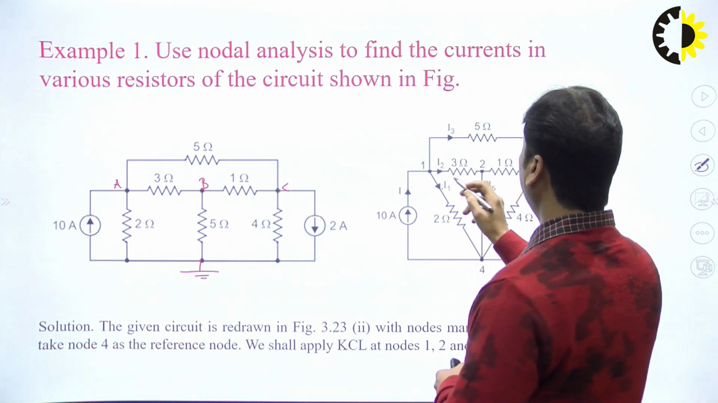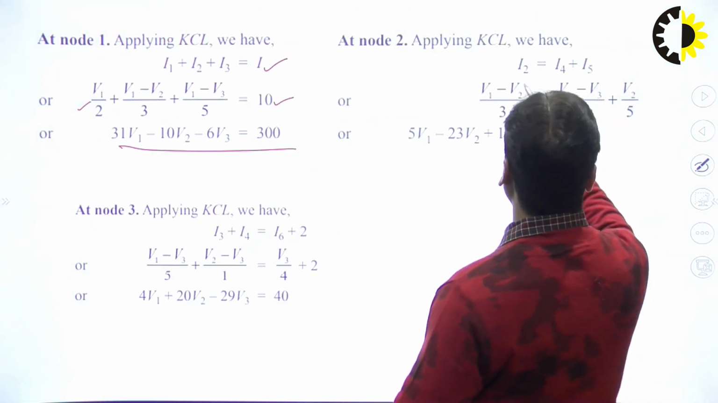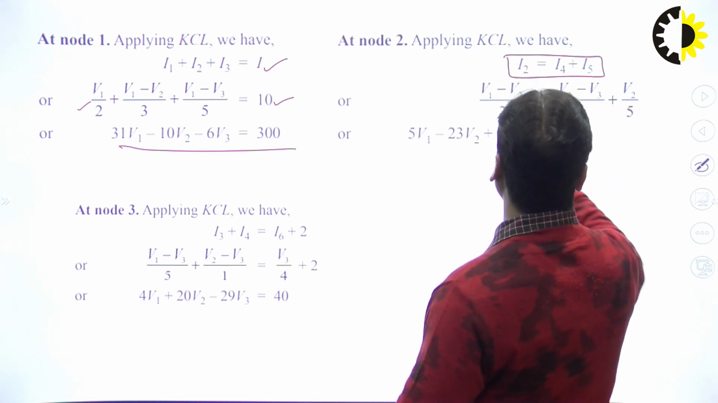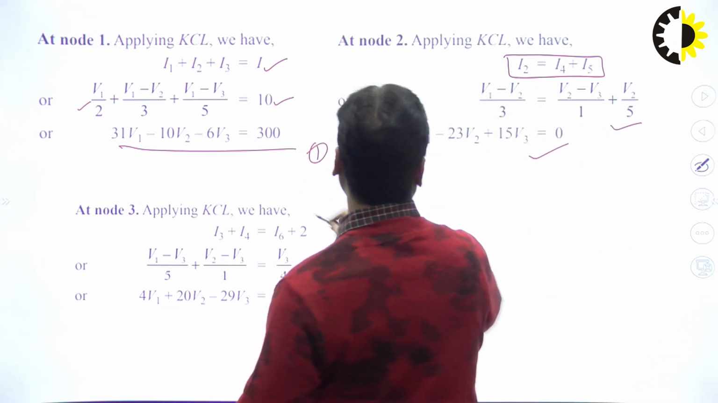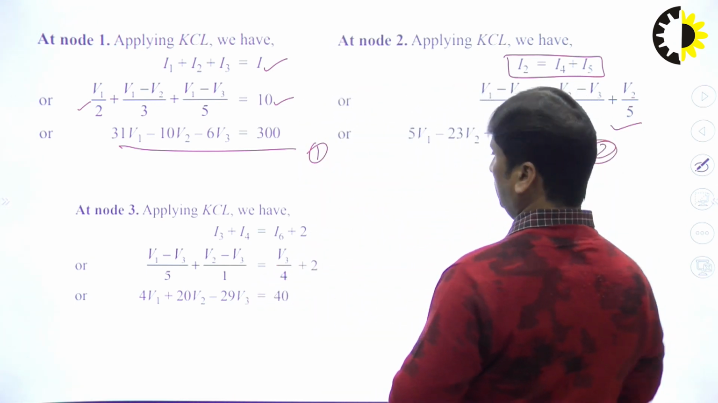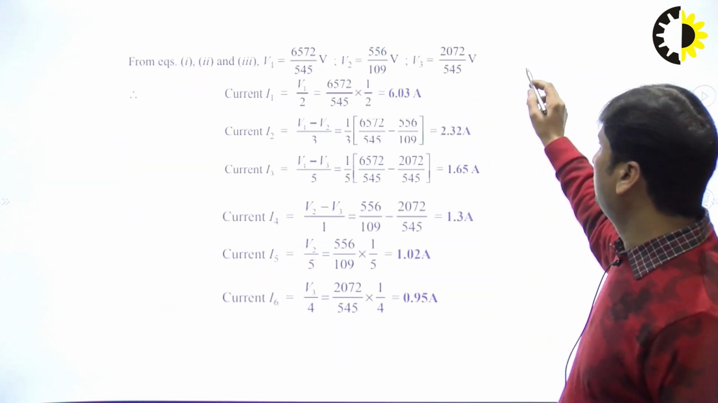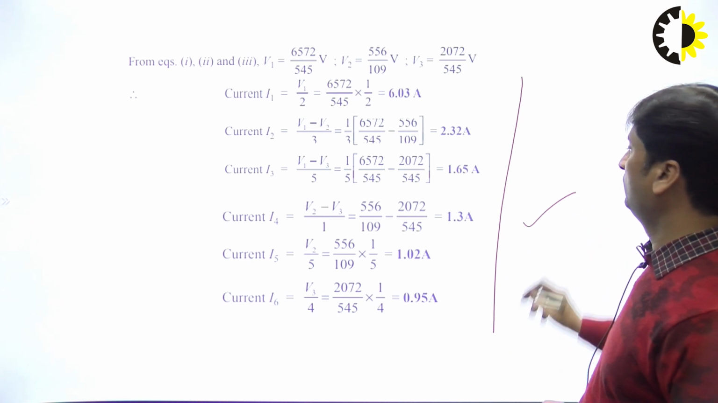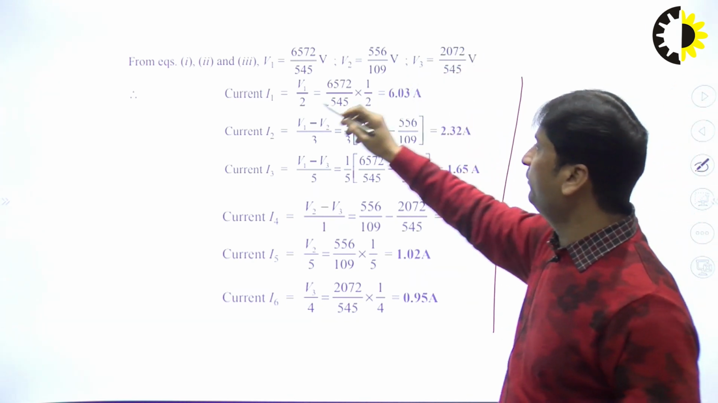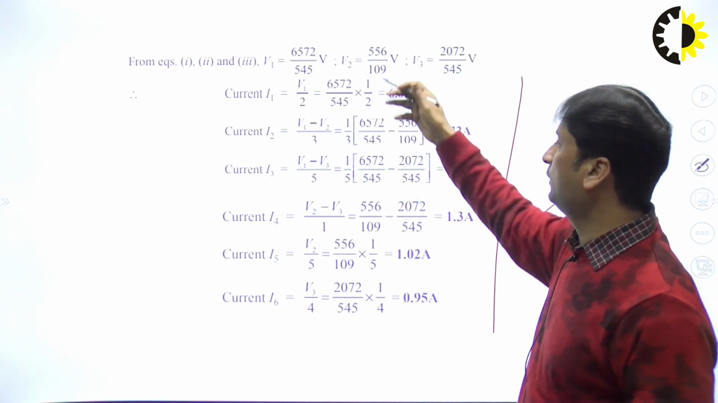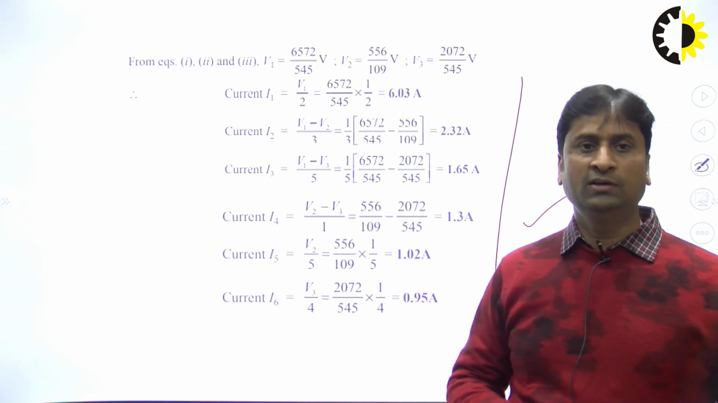In the second node, again we have I2 is equal to I4 plus I5. Convert this into a voltage equation and then solve it, and we will get this equation. So equation 1, equation 2, and then equation 3. If we solve them, we will get these values of currents. So this is the method. Once we have V1, V2, V3, we can calculate the current in any branch. This is the method we call nodal analysis.